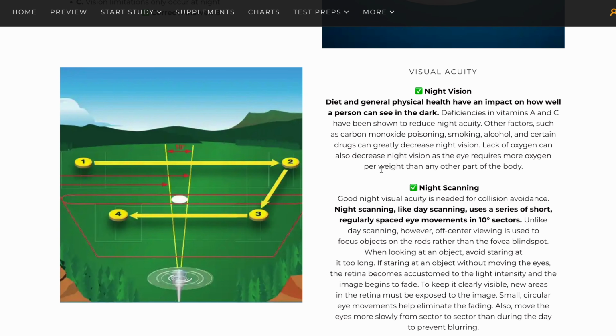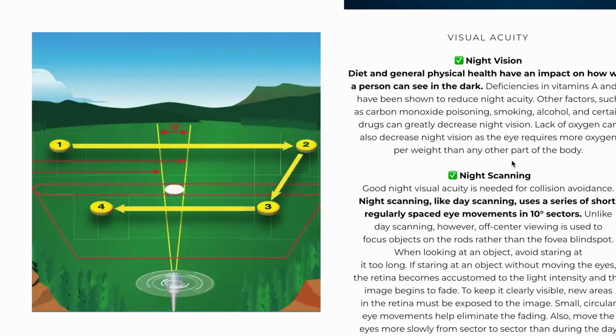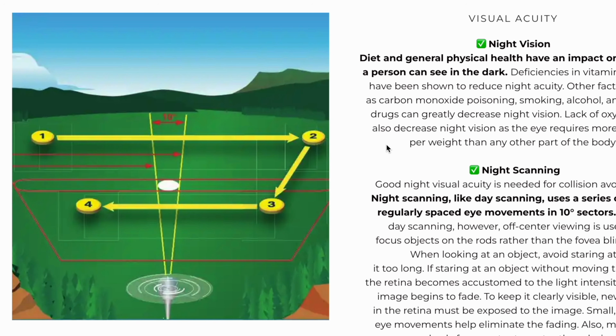The question she had was, how should a remote pilot scan for objects at night? Well, the correct answer is you should scan off-center viewing in 10-degree sectors, regularly spaced with a series of short intervals. Now, this is also on my website. You saw it earlier. I just presented that in the diagram. It's under study guide number 13. It's provided by the FAA.